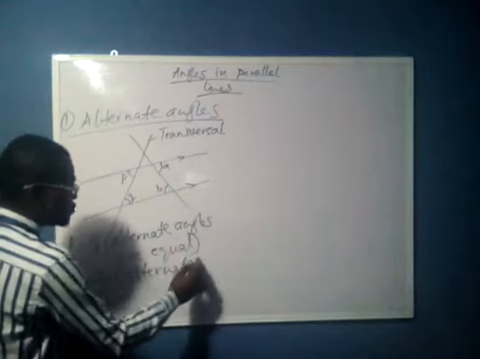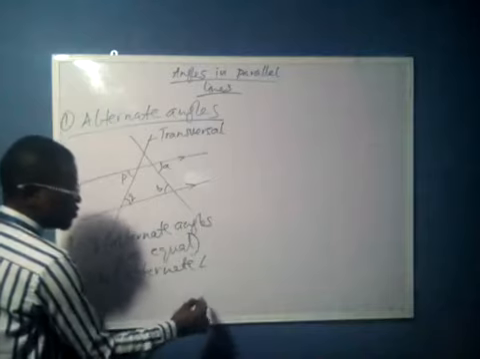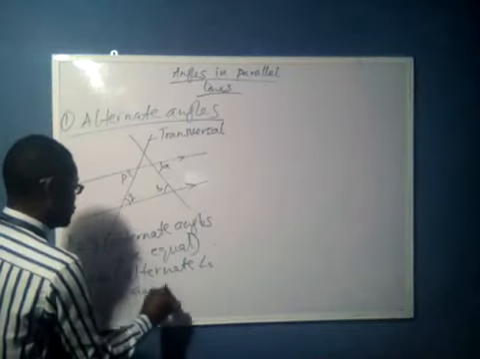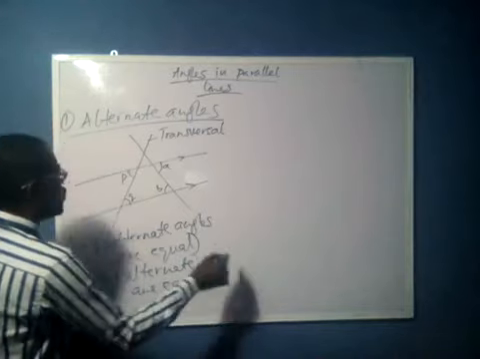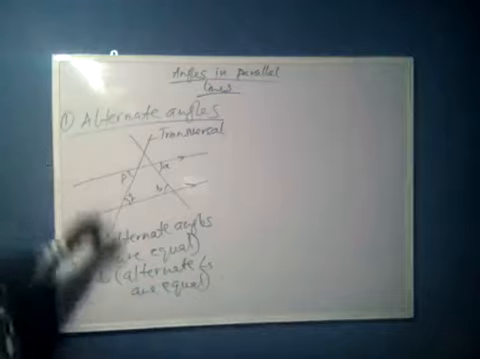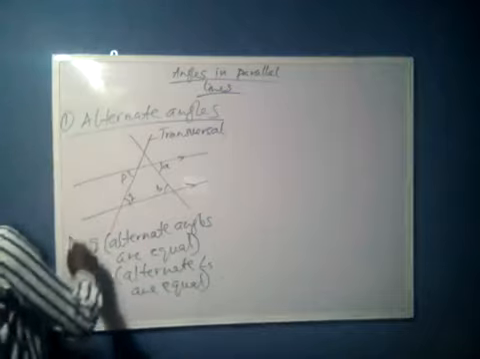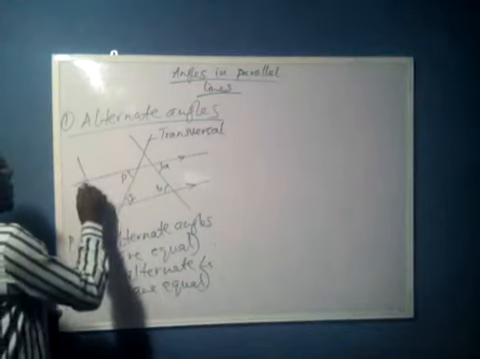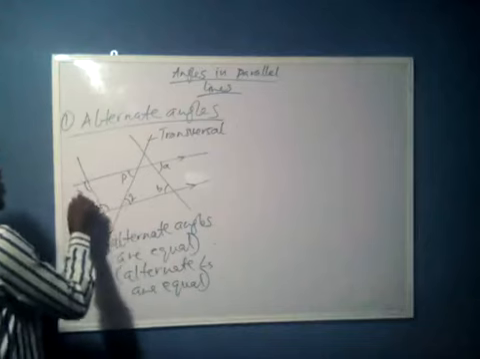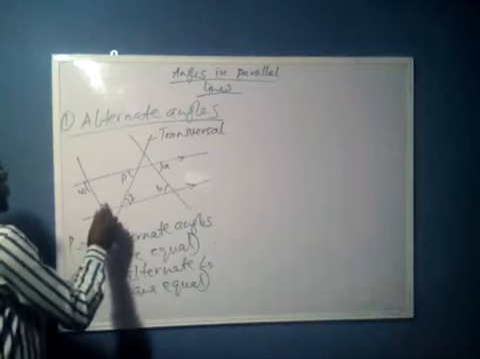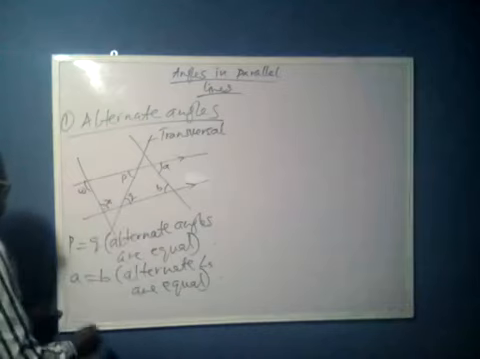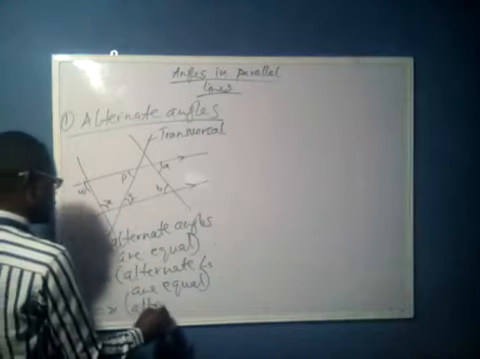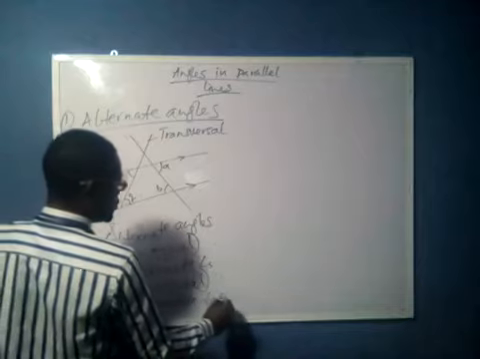You can also write angles in this format, using this symbol for angles. Alternate angles are equal. We can have several ones like that. In fact, you can even do another one this way. If you take this place and this place, maybe W and X, then W equals X because alternate angles are equal.